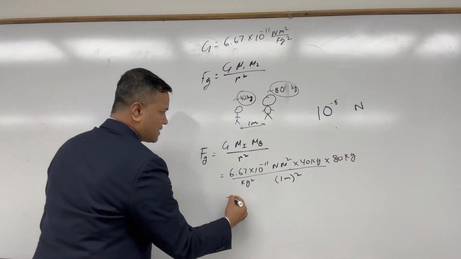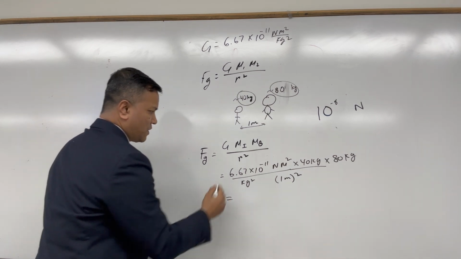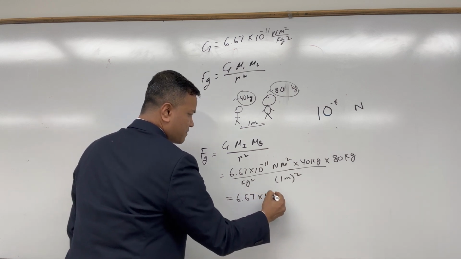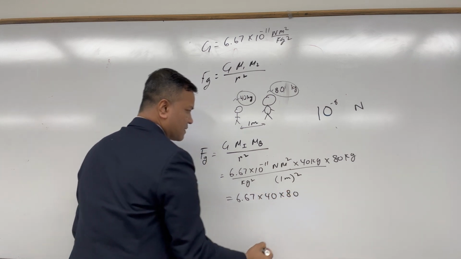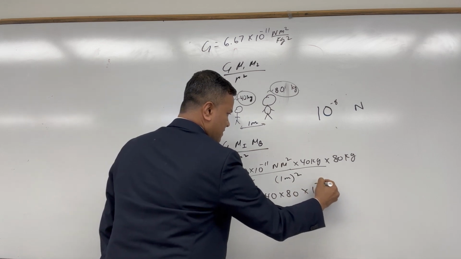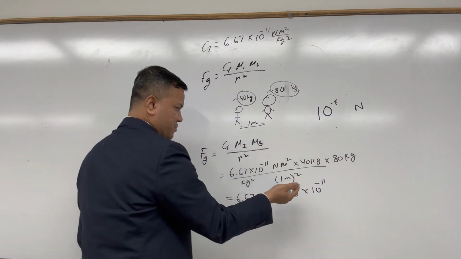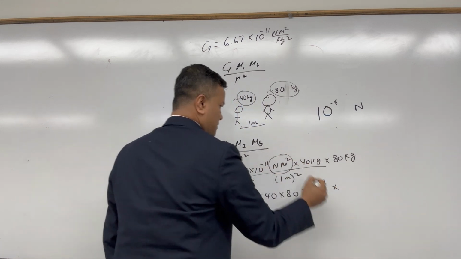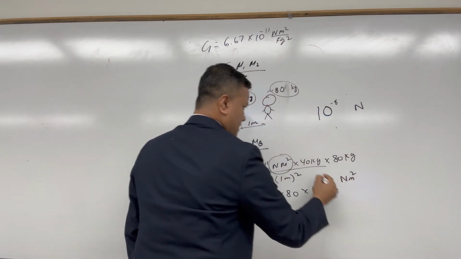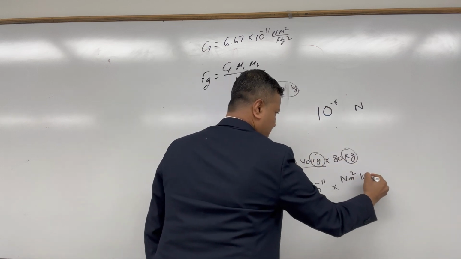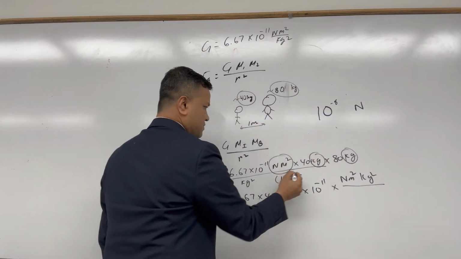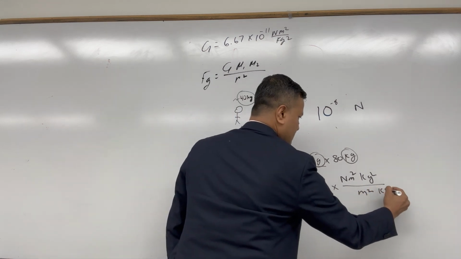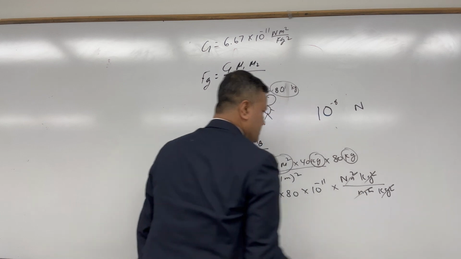All right, so let's see what's going on. 6.67 times 40 times 80 times 10 raised to -11 divide by 1 square, which is nothing, times you have Newton meter square, you have kilogram times kilogram square, and you have meter square. Kilogram square, meter square cancel.